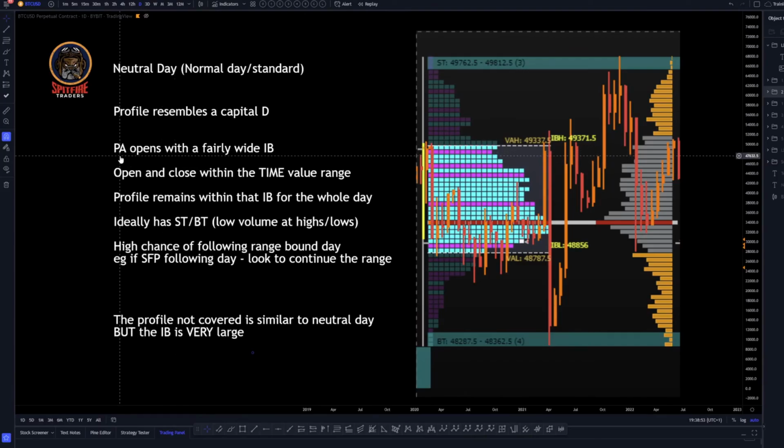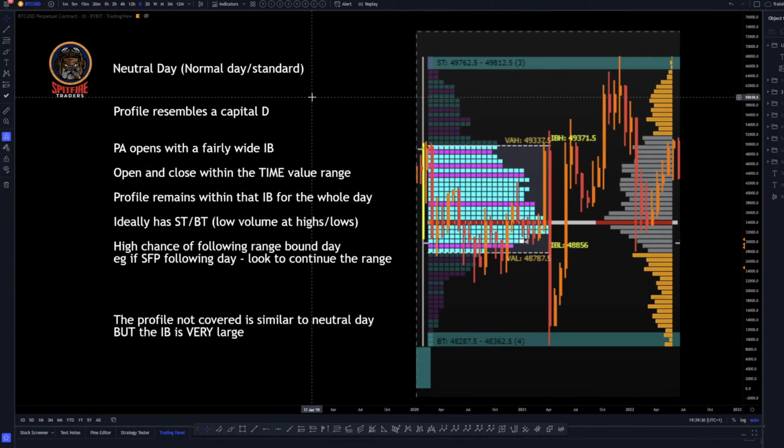So price action opens within a fairly wide initial balance. We can see this initial balance is very wide. Obviously we can see here on the chart, this one's a little bit harder to see, but effectively the open is just here. So this is where the open is. Price opens up here and we form this initial balance. So in the first hour of the day, we create this really wide initial balance.